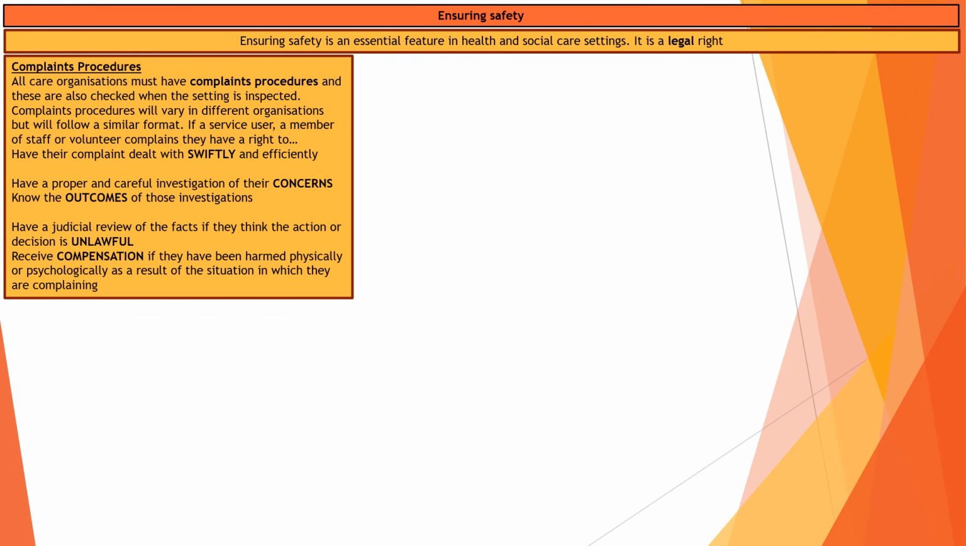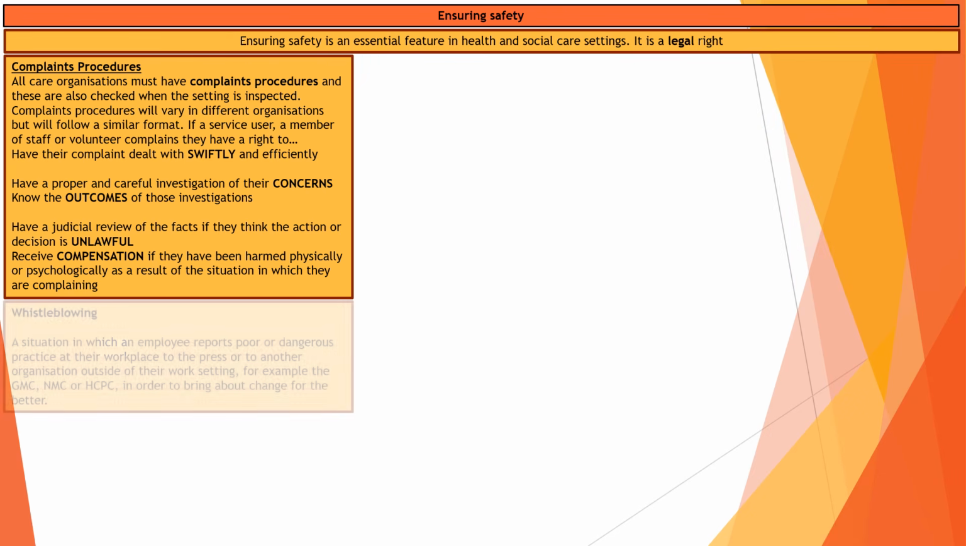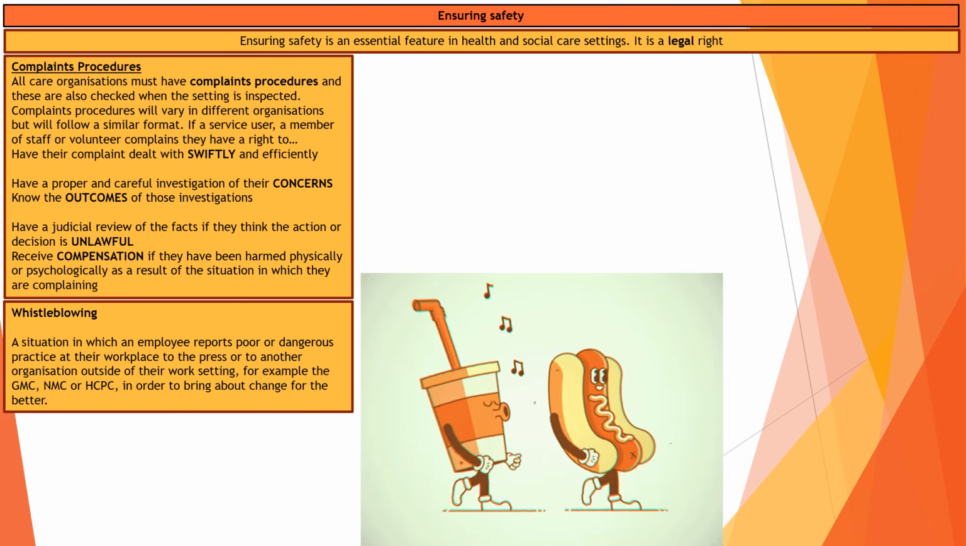Not a specific safety feature, but again, allowing someone to make a complaint about the quality of care could be a way of making sure that people are protected from injury or maltreatment. And so again, complaining is really key. We also have whistleblowing, which links to this. So again, it's part of the complaints process.